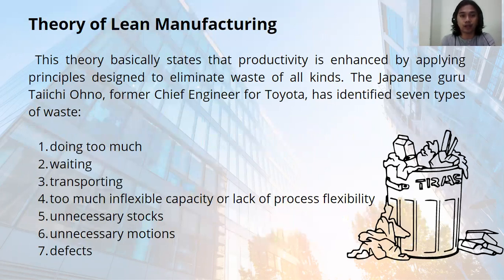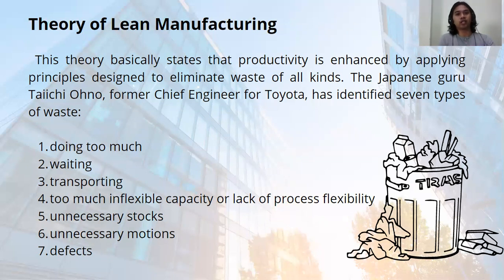All right, let us now go to the third theory, which is the theory of lean manufacturing. This theory basically states that productivity is enhanced by applying the principles designed to eliminate wastes of all kinds. In the manufacturing industry, as much as possible, we want to yield greater productivity to have more output. So it has to conform to the two Qs, meaning we are able to produce greater volume or greater quantity. That's the first Q, and the other one is the quality of your products.